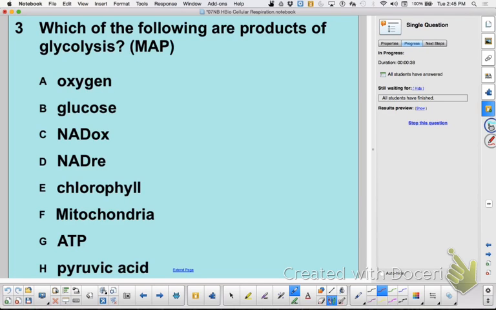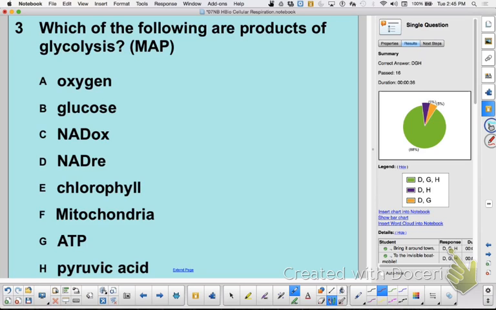Will we? No. Some people forgot G and some people forgot H. Okay, so yes. ATP is a product. How much ATP do we make? 4, but we sent out 2. Good. And then what else did some people forget? H. Pyruvic acid. Yeah, definitely pyruvic acid.